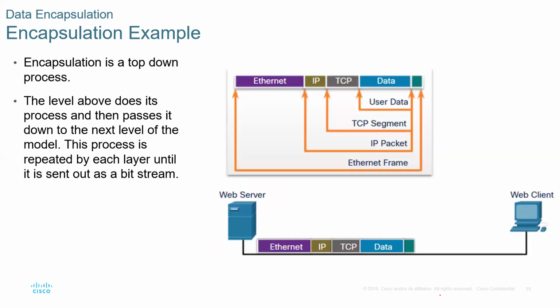Encapsulation is a top-down process. The level above does its process and then passes it down to the next level of the model. This process is repeated by each layer until it is sent out as a bit stream. I think we've gotten through that. Encapsulation, top-down: the application layer adds a header.